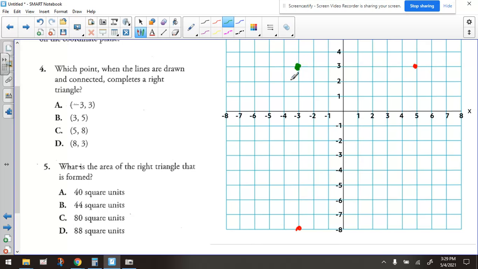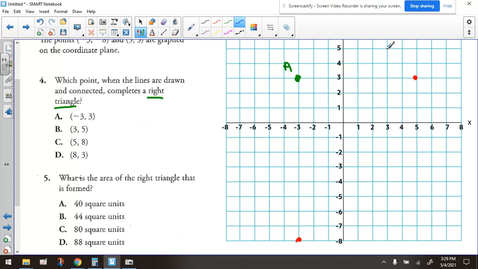Now, if we connect the points, remember they're interested in a right triangle. So that means we'd have to have that 90-degree angle formed by connecting the dots. So that's choice A. I'm just going to leave an A right there so we can see it. If we look at choice B and we plot, I'll use blue, if we go over 3 and then up 5, then that's going to be right here. And if we connect those points, there's not going to be a right angle there.